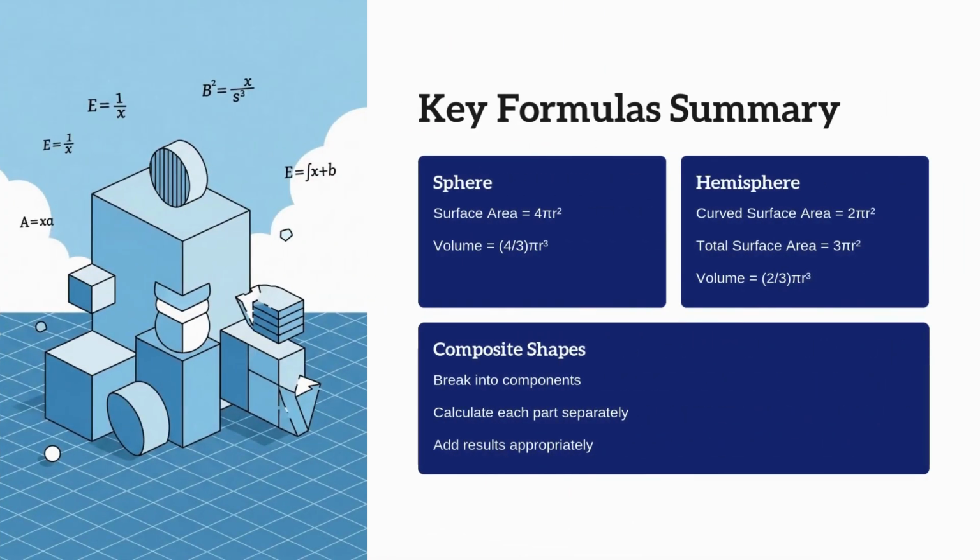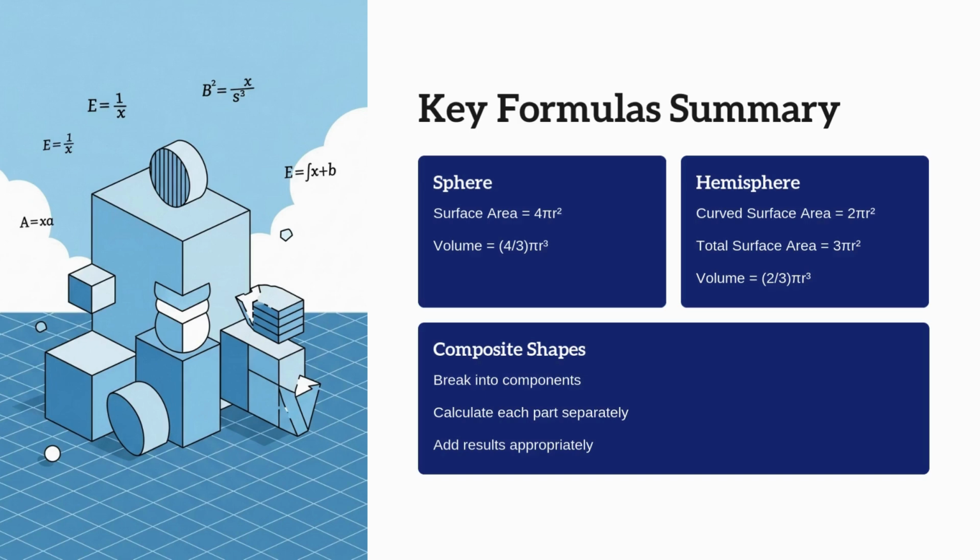Key formulas summary. 1. Sphere. Surface area: 4 multiplied by pi multiplied by radius squared. This gives the total outer surface of a complete sphere. Volume: 4/3 multiplied by pi multiplied by radius cubed. This represents the three-dimensional space occupied by the sphere.